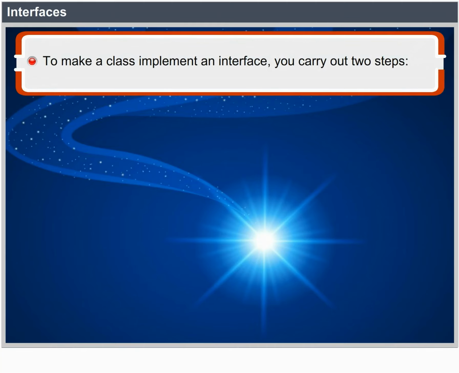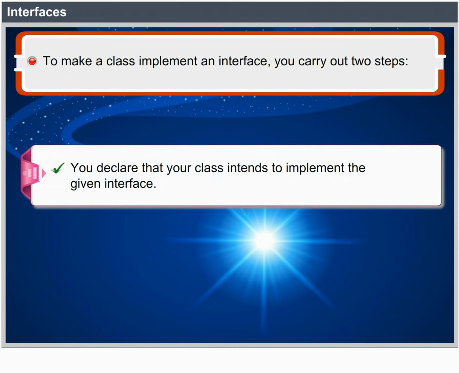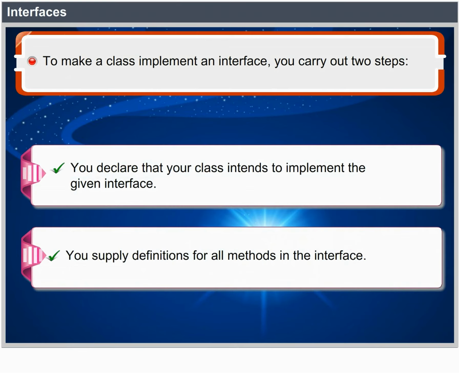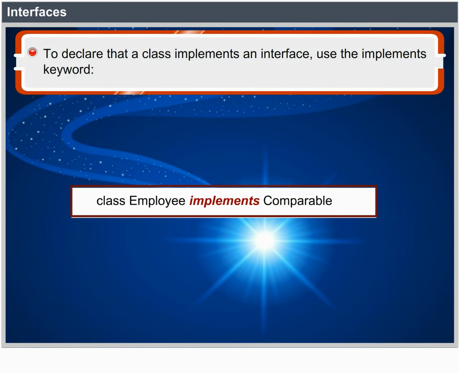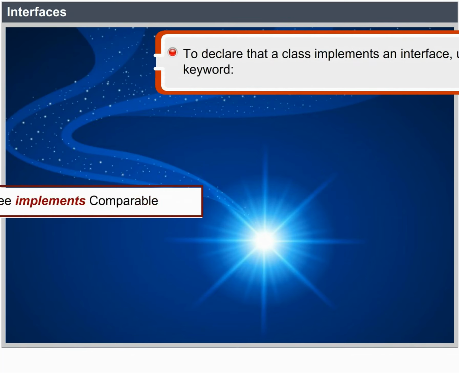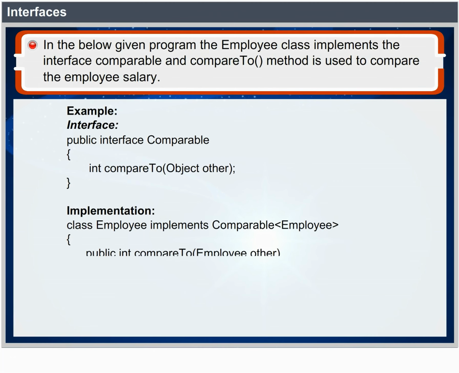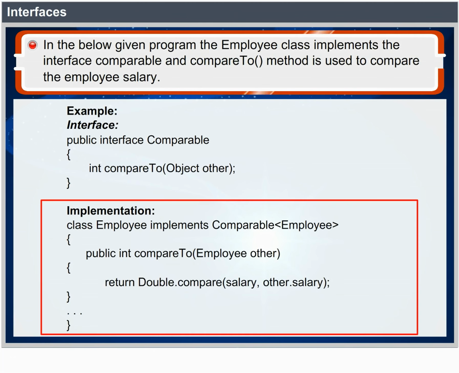To make a class implement an interface, you carry out two steps. You declare that your class intends to implement the given interface. You supply definitions for all methods in the interface. To declare that a class implements an interface, use the implements keyword. Class Employee implements Comparable. In the below given program, the Employee class implements the interface Comparable, and compareTo method is used to compare the employee salary.